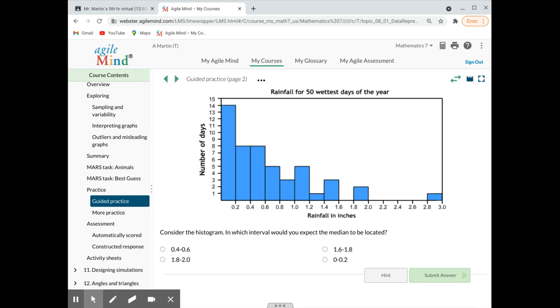So we're going to get started with the guided practice questions. And we're going to go ahead and get started on this first one. That's a histogram. So Devin, yes, sir.